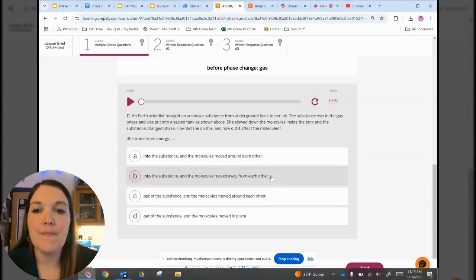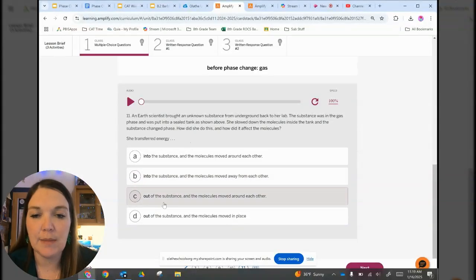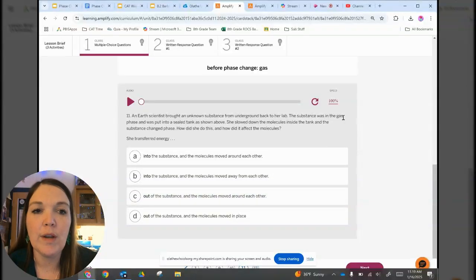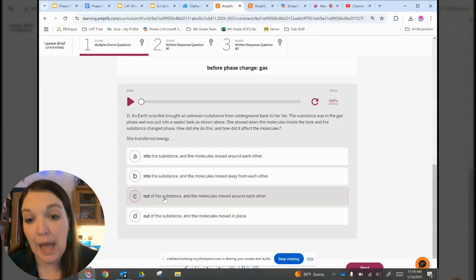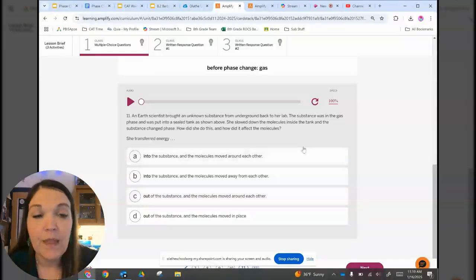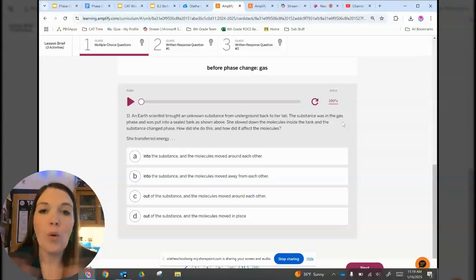All right, let's look at C. She transferred energy out of the substance and the molecules moved around each other. Okay, so again, thinking about this, we're going to get from gas and it's changing phase because we're removing energy or we're making the molecules slower. So that means you are transferring energy out of the substance. That part is correct. And in the gas phase, the molecules move away from each other, where in the liquid phase, they move around each other. So to me, C sounds like it would be correct.